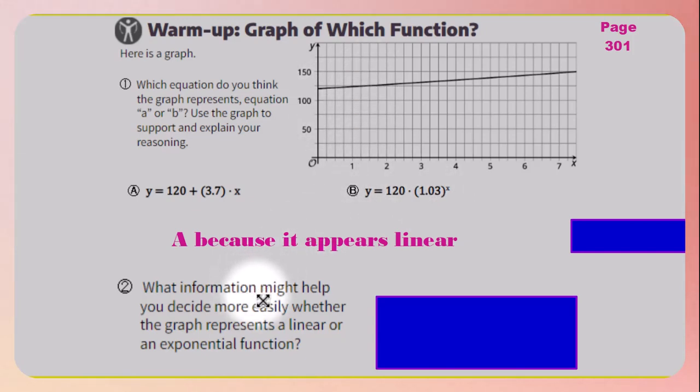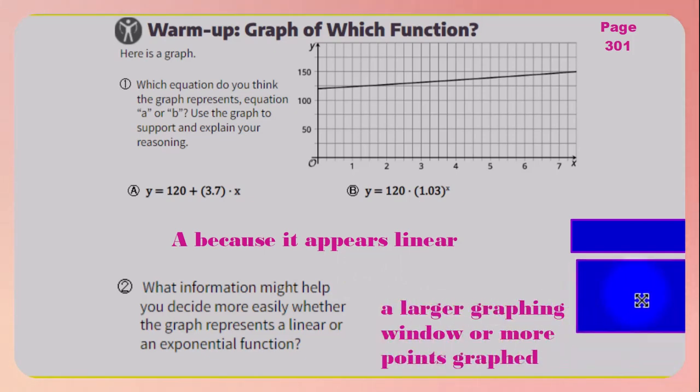Question number 2, what information might help you decide more easily whether the graph represents a linear or an exponential function? Did you think about how to answer that? Make sure that you're answering in complete sentences that make sense. One thing that I put is having a larger graphing window, adjusting with that wrench in Desmos. Some of you are still saying you can't see your graph. You have to look at what your domain and range would be and play around with adjusting that graph so that you can see it. So making a larger graphing window or putting in more points might show us something different.